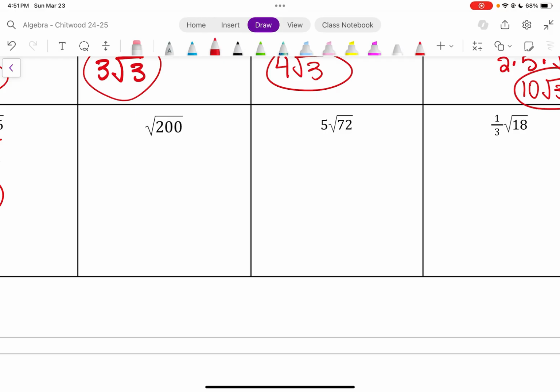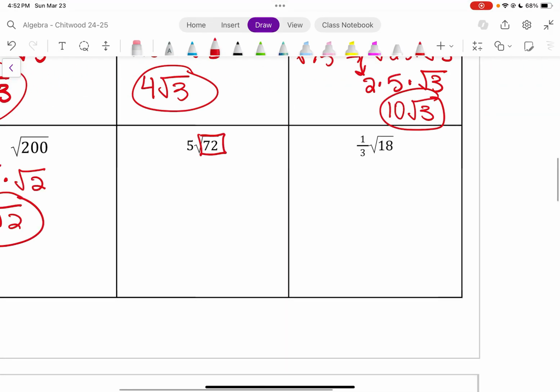Pause it. Okay. I can break that up into square root of 100 times the square root of 2. The square root of 100 gives me 10, and I can't take the square root of 2, so I leave it like that. The whole idea of this is you're breaking it up into two factors. One of them has to be a perfect square. That's how you're simplifying it.